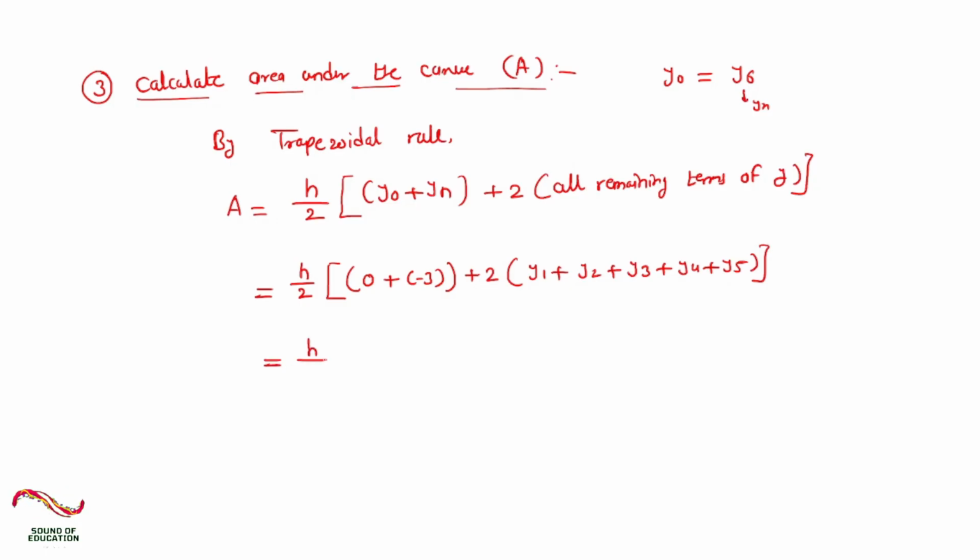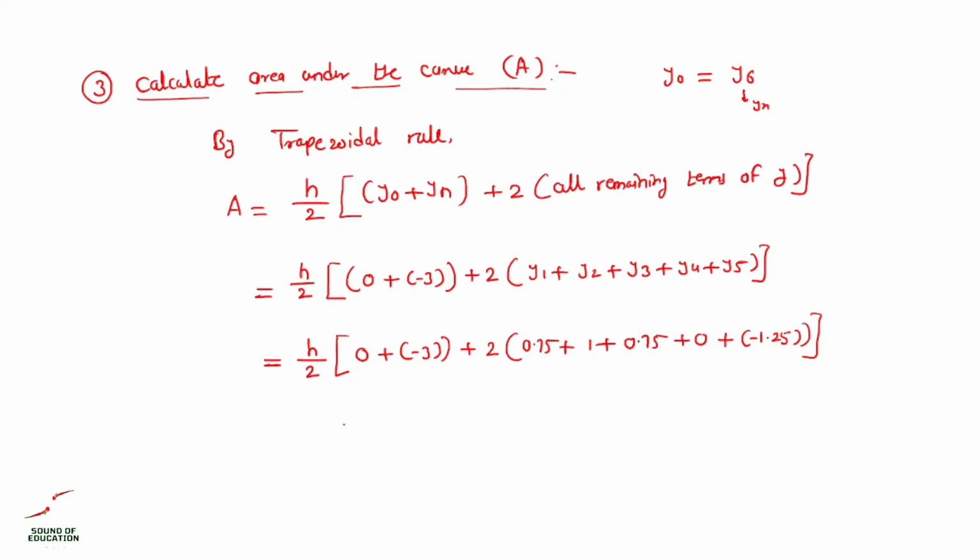Similarly here put all the values of y: 0 plus minus 3 plus 2 into, y1 is equal to 0.75 plus 1 plus y3 is equal to again 0.75 plus y4 is equal to 0 plus y5 is equal to minus 1.25, right. In this way you have to put the values. After calculation you will get the final answer, right. So the answer is minus 0.125.